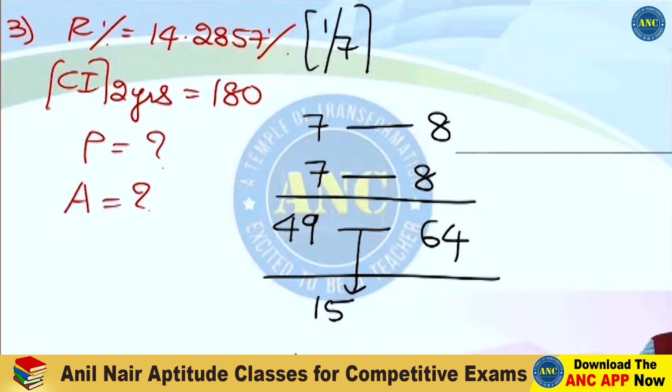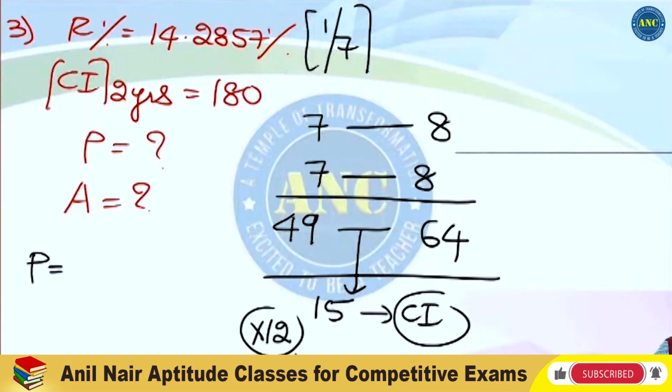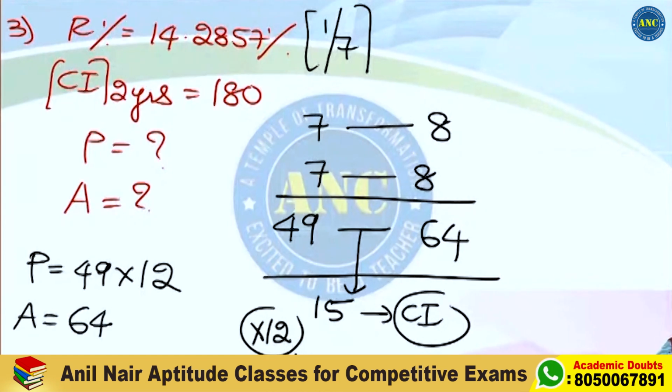But according to the question, extra is the CI. 15 became 180, that is 15 into 12. So, principal is nothing but 49 into 12. Amount is nothing but 64 into 12.